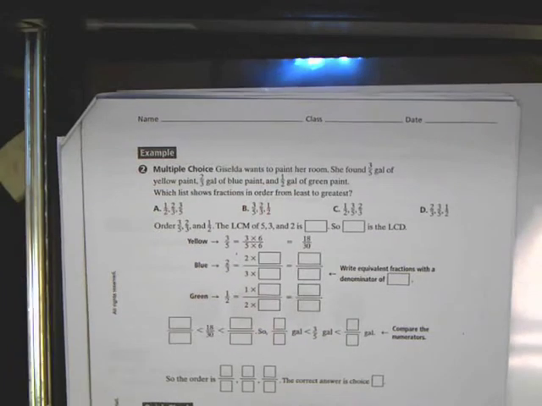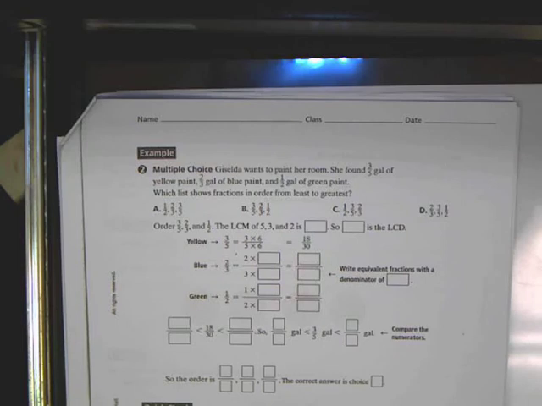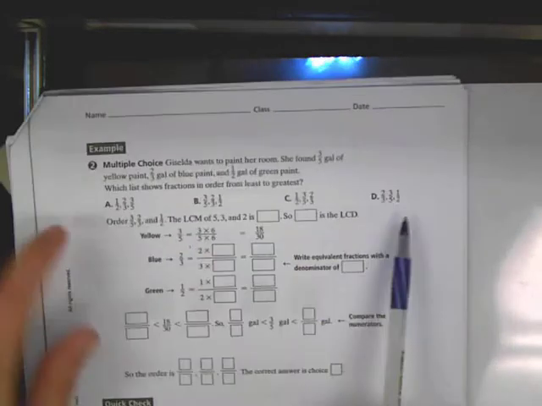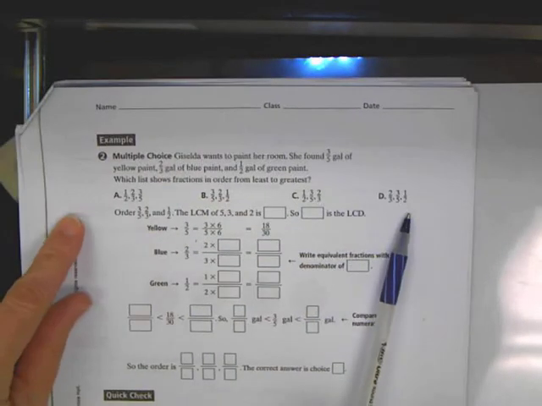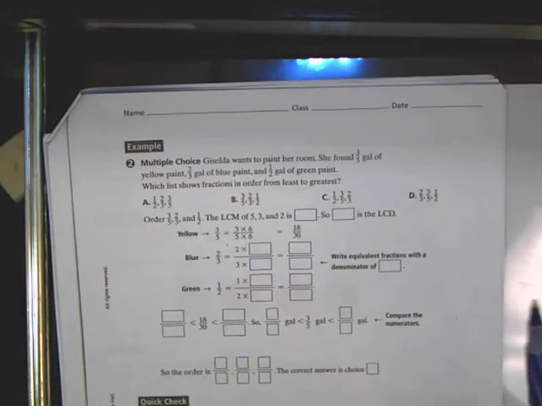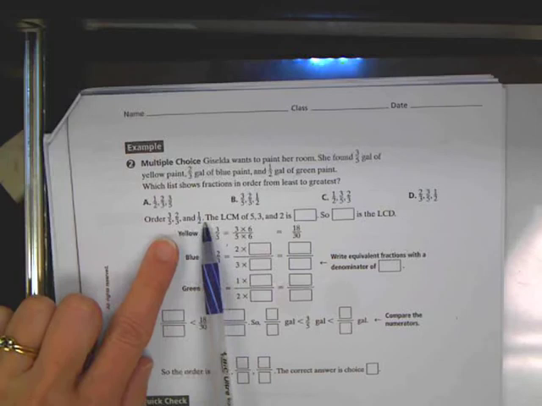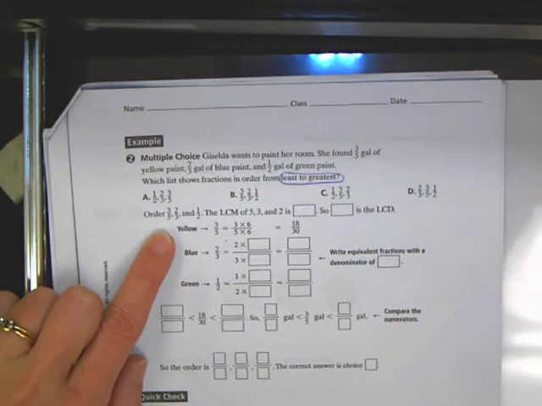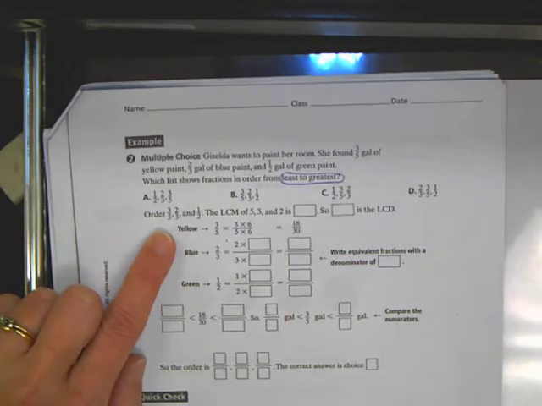Giselda wants to paint her room. She found 3/5 gallon of yellow paint, 2/3 gallon of blue paint, and 1/2 gallon of green paint. Which list shows the fractions in order from least to greatest? You have 4 choices here, A, B, C, D, which is a little off screen here because it's way over. Rather than trying to guess, I'm actually going to work out the problem. We want to put these in order from least to greatest, so you want to be sure that you put it in the correct order when you finish.